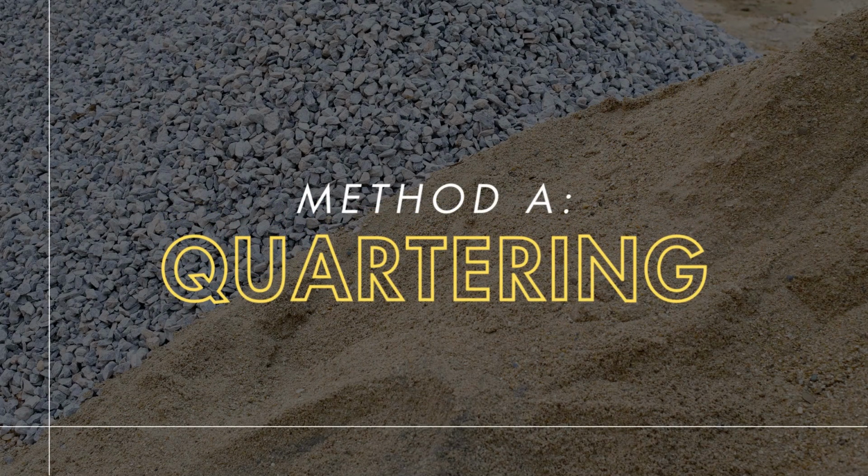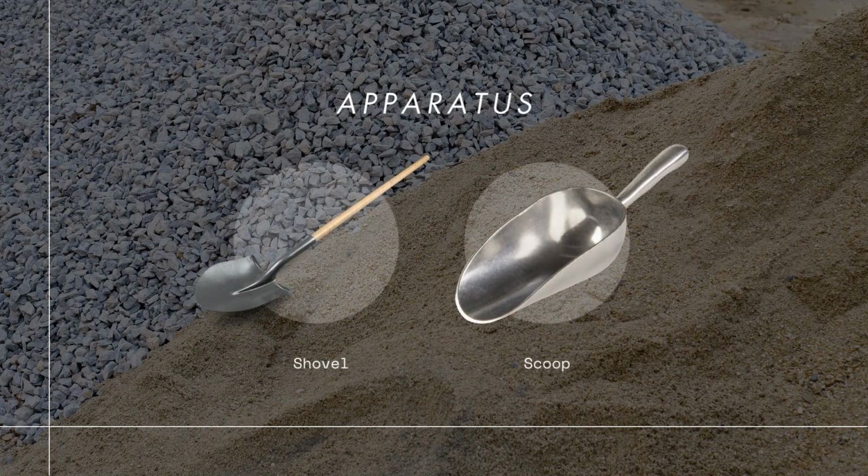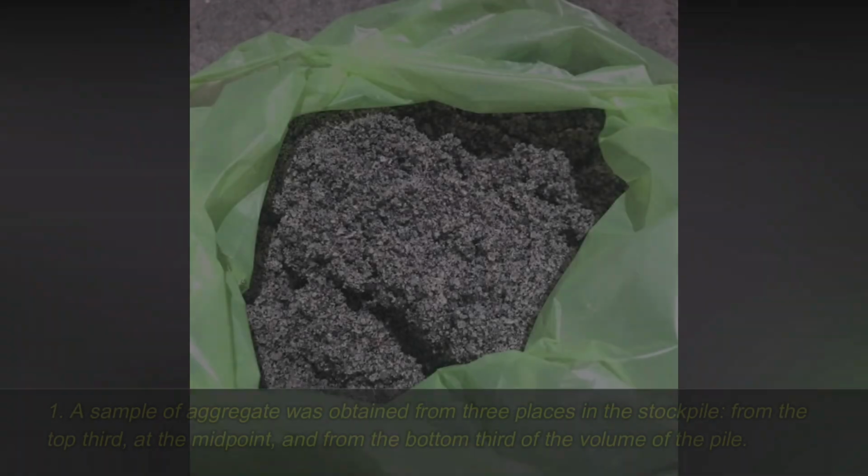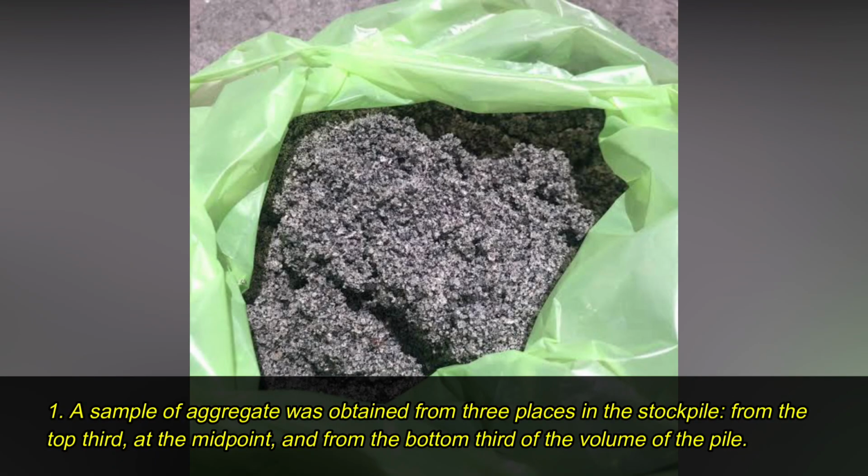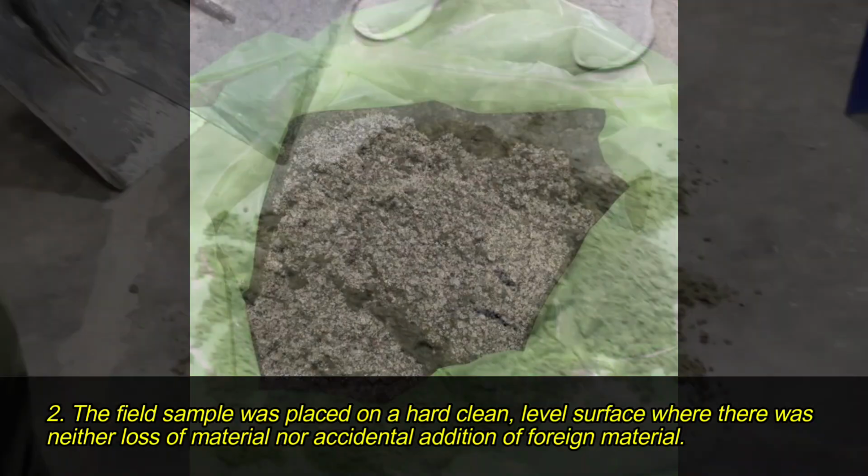First method in this test was quartering. In this method, the apparatuses used were shovel and scoop. And the procedure is as follows. First, a sample of aggregate was obtained from 3 places in the stockpile. From the top third, at the midpoint, and from the bottom third of the volume of the pile.